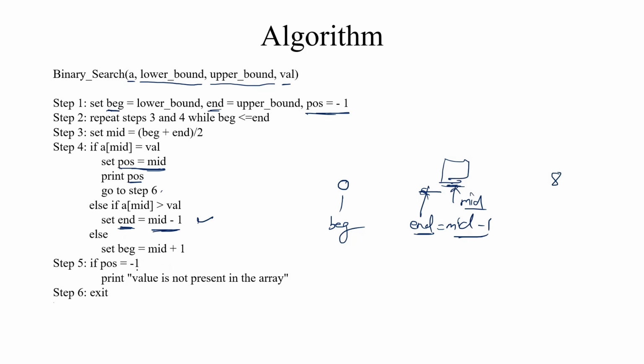Step 5: if position is equal to -1, it means the element is not found. If we are not able to change the position value, that is -1, it means the element is not found. So we will say that the value is not present in the array. And finally we will exit. So this was the binary search algorithm.